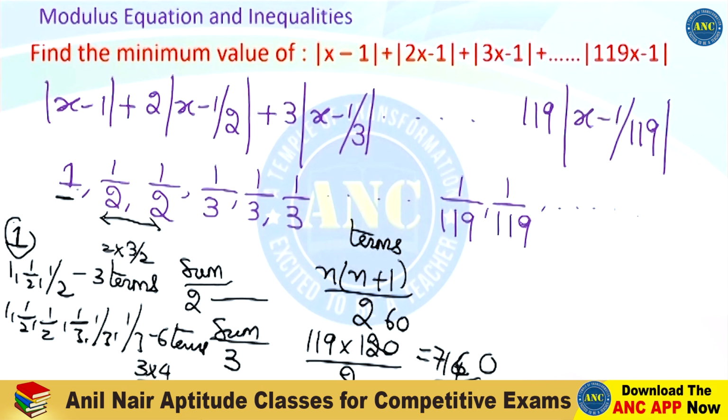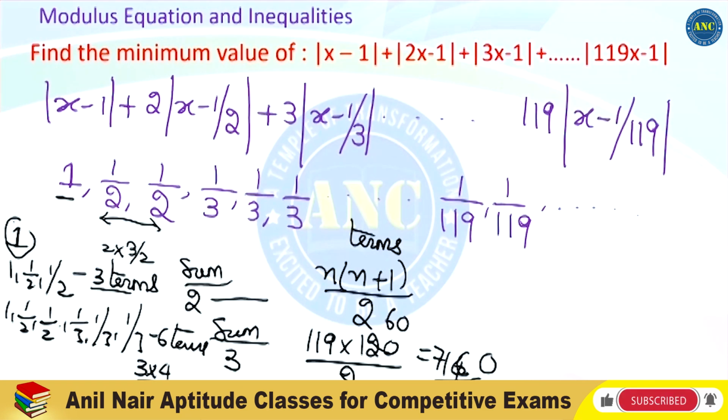If I take the first 3 terms, 1 by 2, 1 by 2, total 3 terms are there. The sum is nothing but 1 by 2 plus 1 by 2, it is 1 plus 1, 2. Total 6 terms are there, total sum is 3. So if there are n terms, the total number will be n into n plus 1 by 2. 3 is 1 plus 2. Here it is 1 plus 2 plus 3.